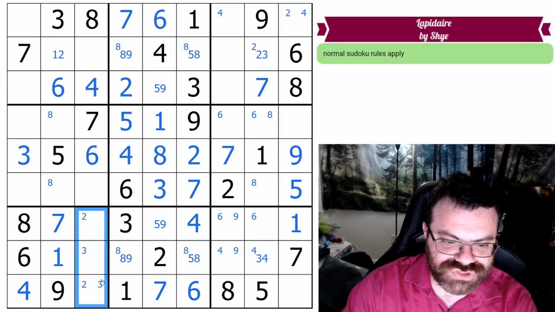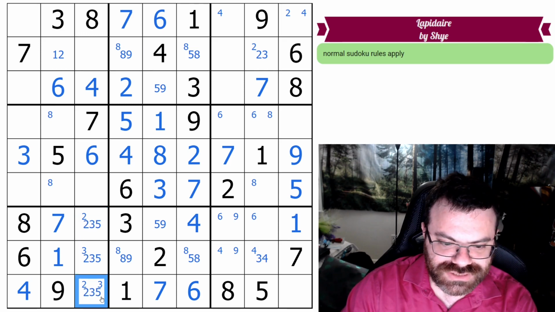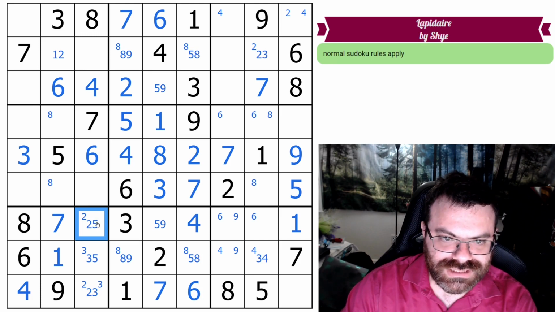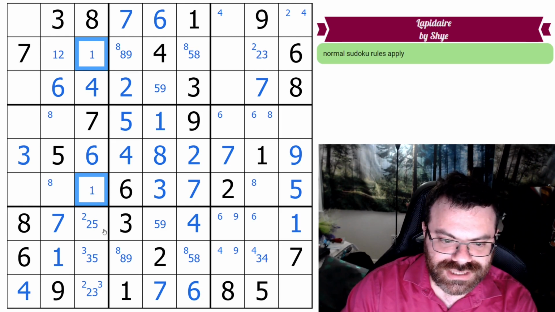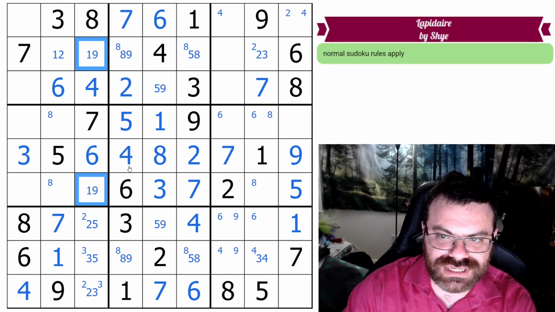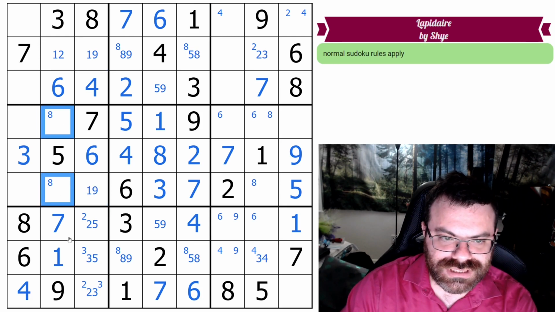This is going to be a triple, so we need 2, 3, and 5. So this can't be 5, this can't be 2, this can't be 3. And so this is going to be a pair remaining. So we need a 1. And we don't need 2, 3, 4, 5, 6, 7, 8. So we also need a 9. Here we have a 1 now.